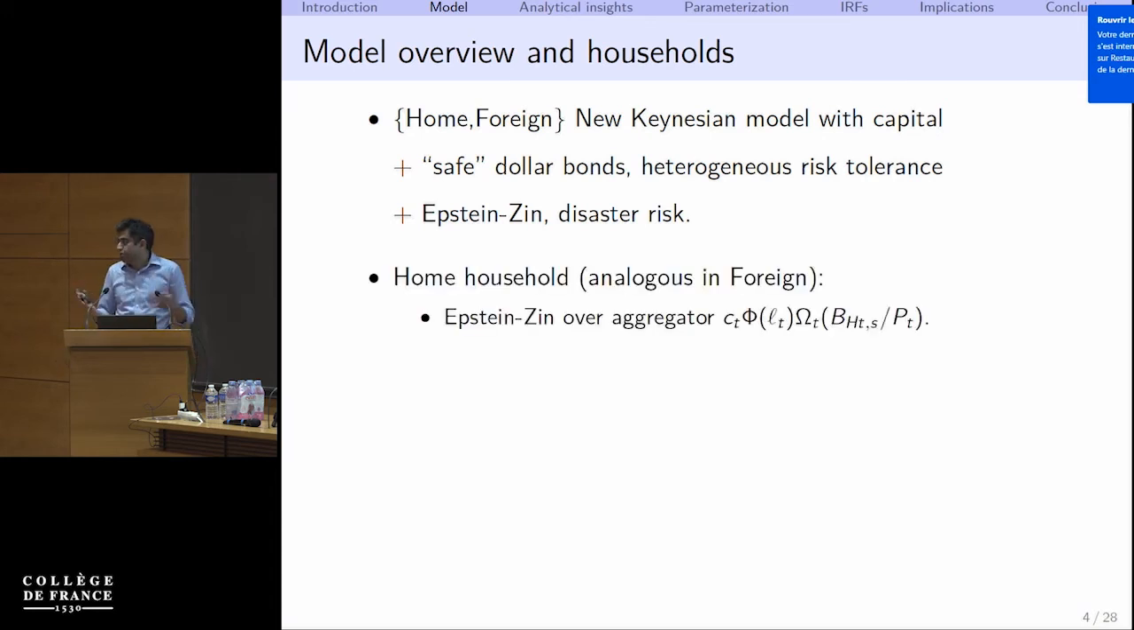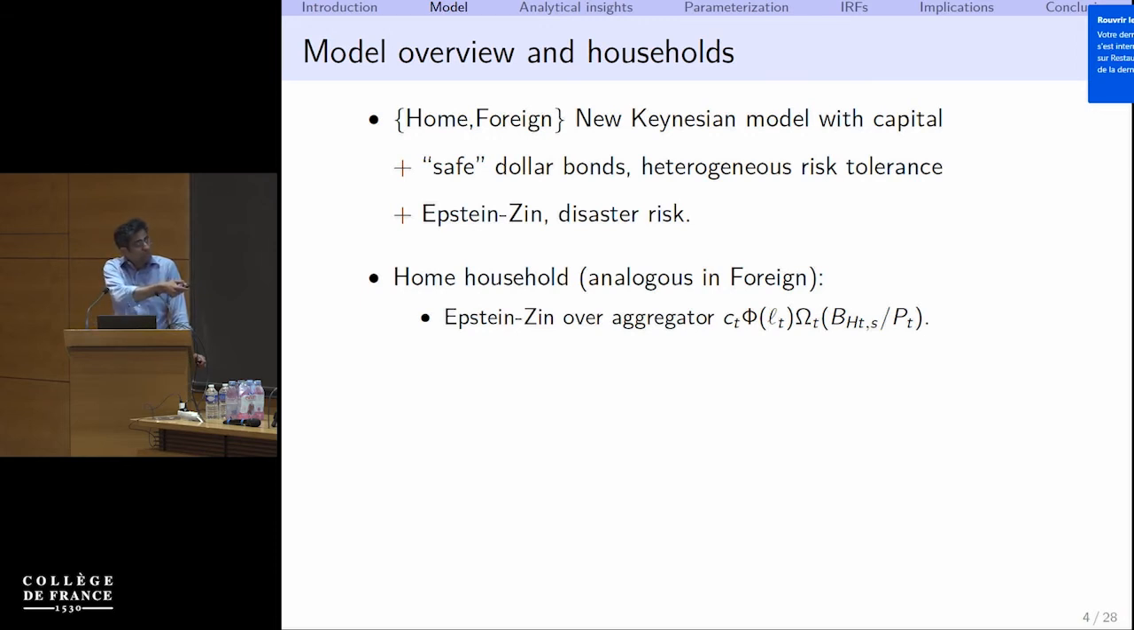Let me first talk you through the problem facing a representative home household. There's going to be an analogous problem in foreign. That home household is going to have an Epstein-Zin aggregator, flow utility coming from consumption, some disutility of labor, phi of L_t, and then some utility from holdings of safe dollar bonds. That's what this omega function is.